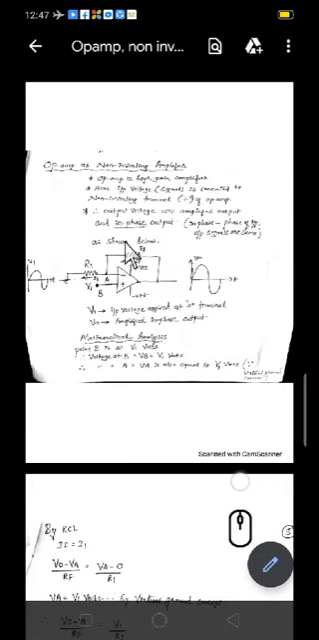Next, for the analysis of the circuit, we will proceed in the same manner as we have done for inverting amplifier. That is, first we will go for the virtual ground concept. Next, we will go for KCL, then we will adjust the terms for what V0 is equal to, that is output voltage is equal to.